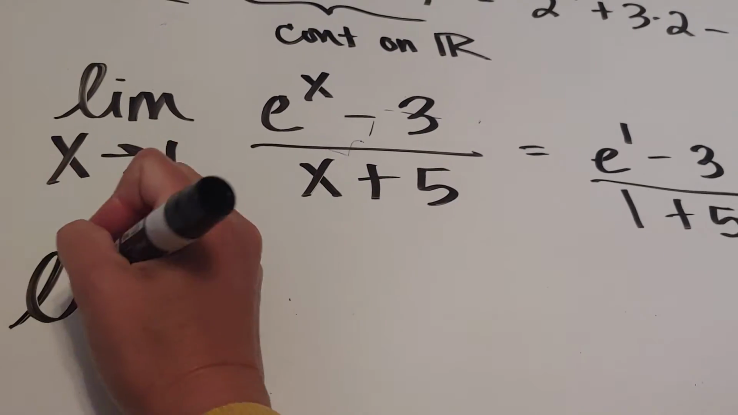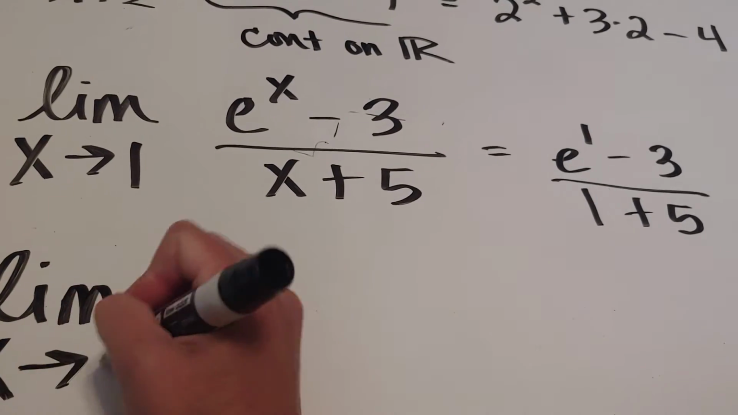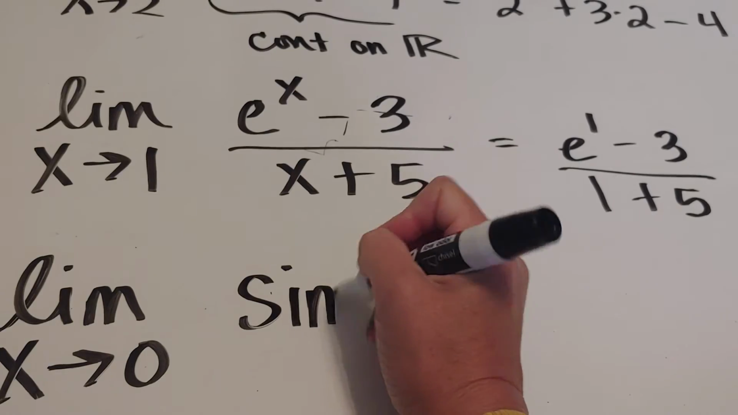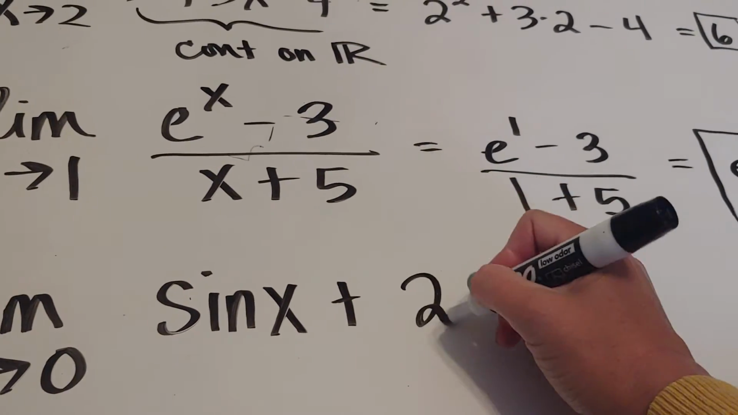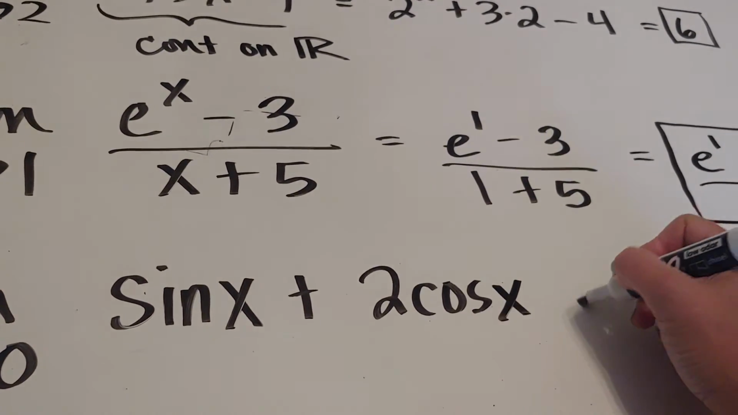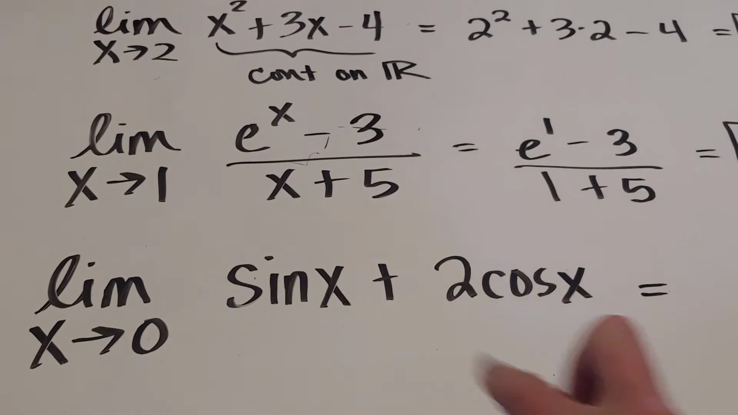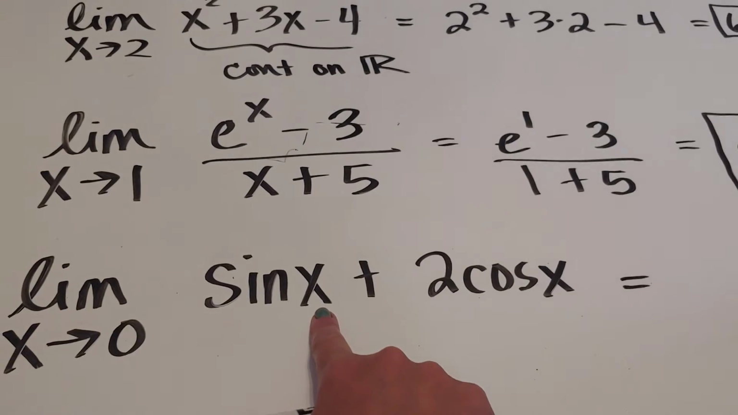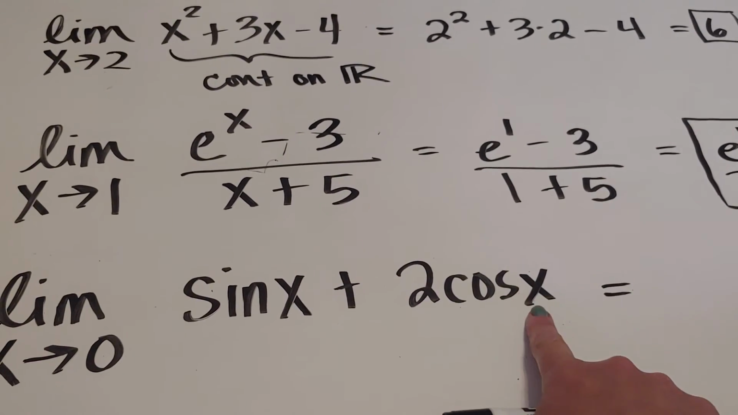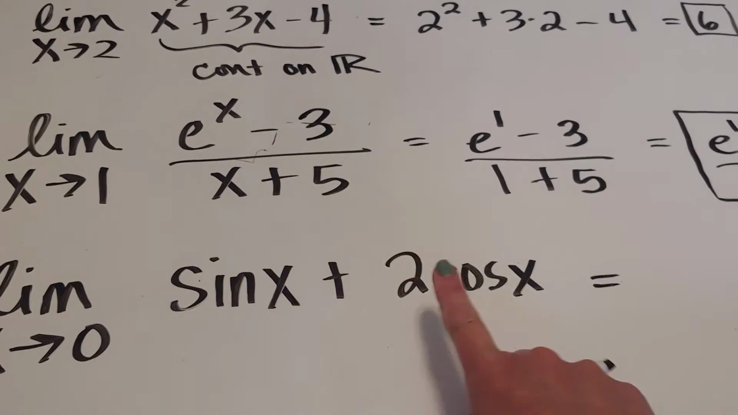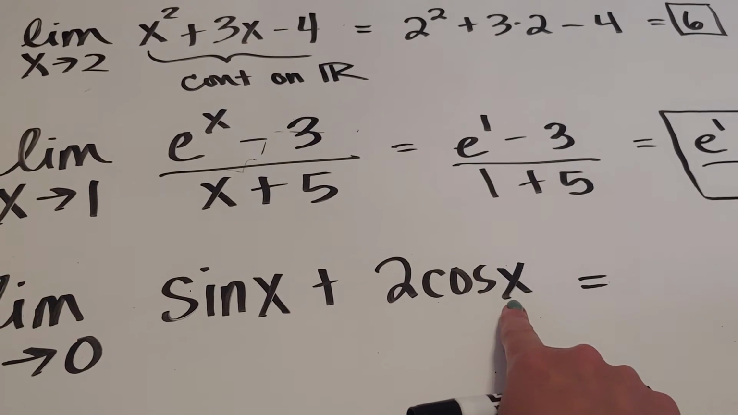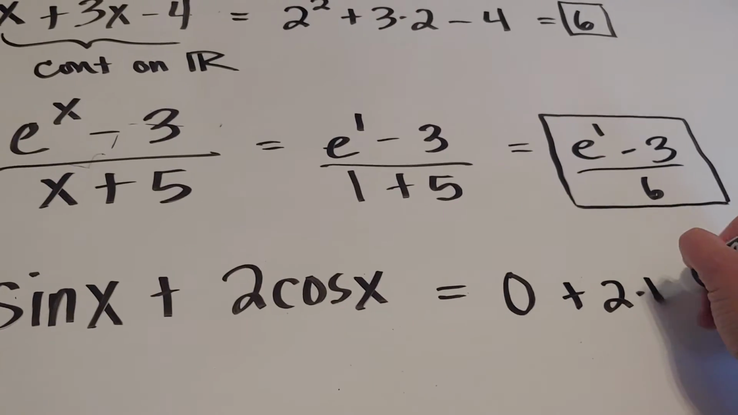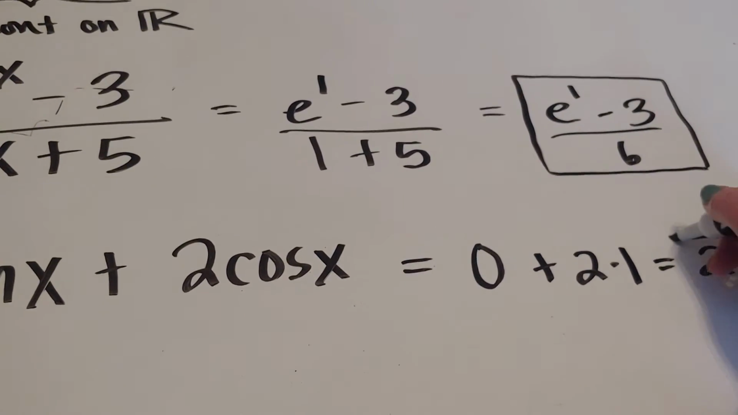All right, so let's go the limit as x approaches 0 of sine x plus 2 cosine x. Okay, so if I plug in x is 0, the sine of 0 is 0. The cosine, and by the way, we're talking about 0 radians, the cosine of 0 is 1. So I'm going to get 0 plus 2 times 1, which is 2.